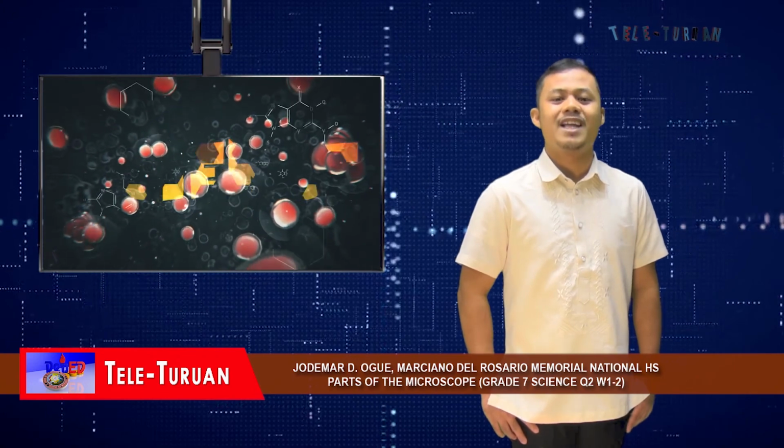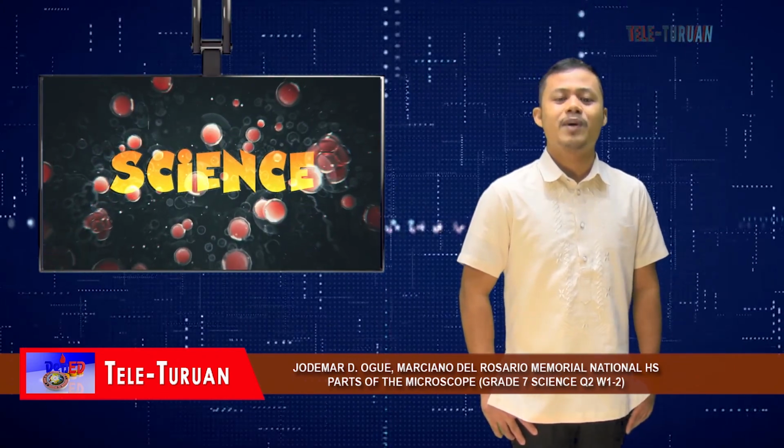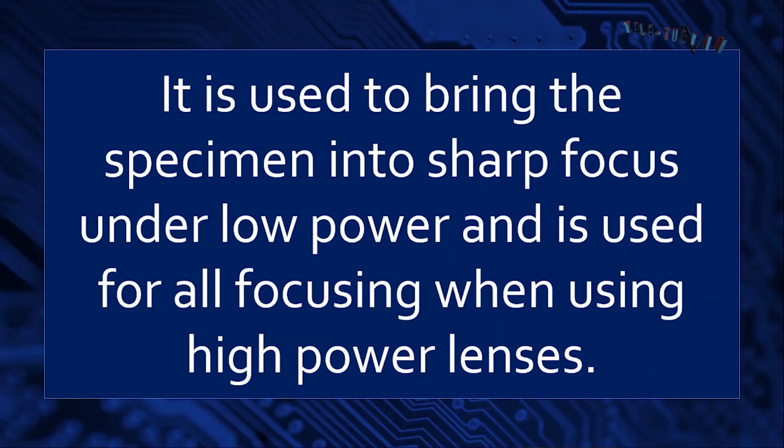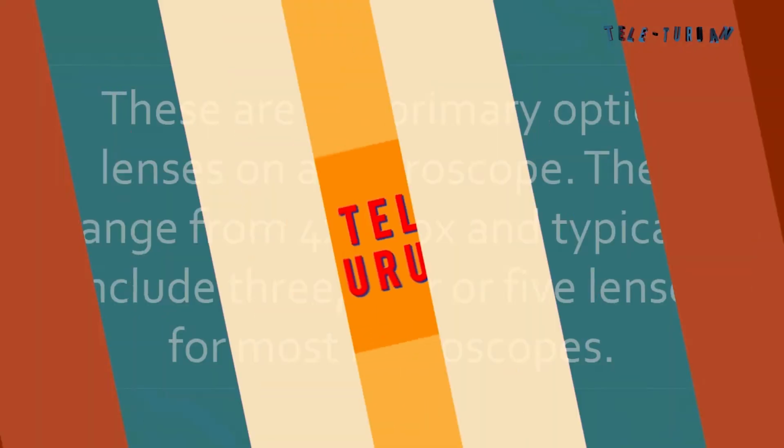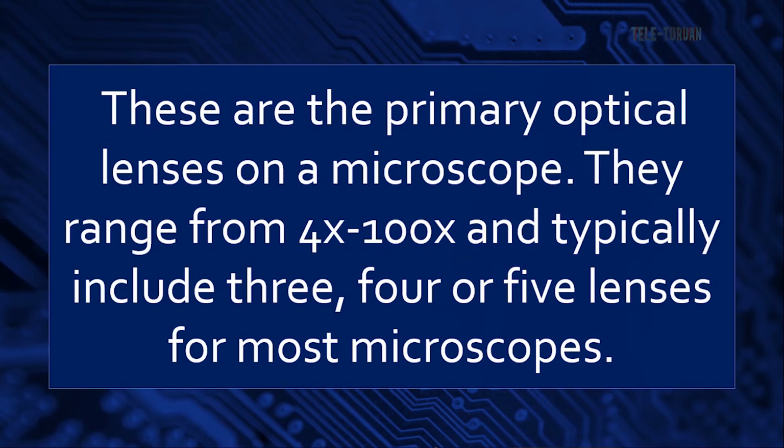Now let's check if you really understand the lesson. Identify the parts of microscope being described. It is used to bring the specimen into sharp focus under low power and is used for all focusing when using high power lenses. Right, this is fine focus knob. Next, these are the primary optical lenses on microscope. They range from 4 times to 100 times and typically include 3, 4, or 5 lenses on most microscopes. Correct, these are objective lenses.